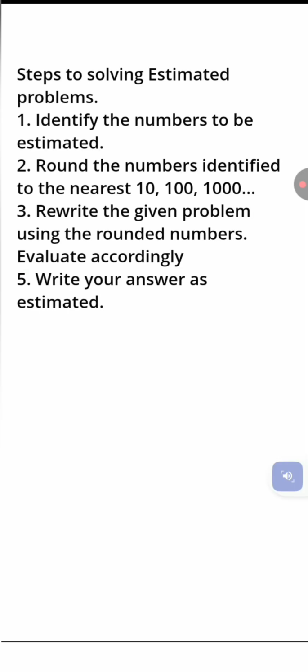The first thing you must do in solving an estimation question is, one, you must identify the numbers to be estimated. That is the number given by the questionnaire. The second step is to do what? After identifying the numbers, what are you supposed to do next? Round the numbers identified to the nearest 10, 100, and 1,000, and the rest.